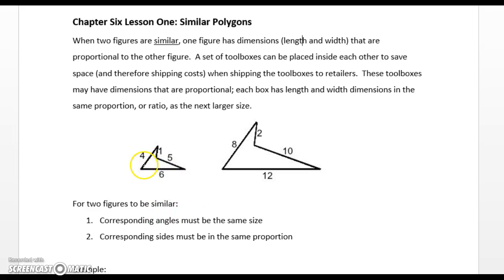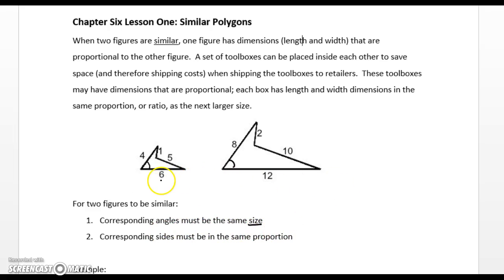So in terms of the same position, say we had this angle right here from side 4 and side 6. Side 8 and side 12 here would be the same position. So these two here would have to have the same size for angle if you were to measure them. And then also the corresponding sides must be the same proportion.